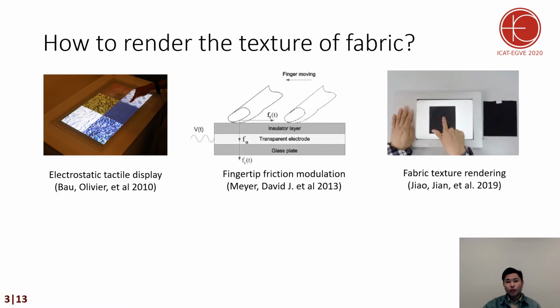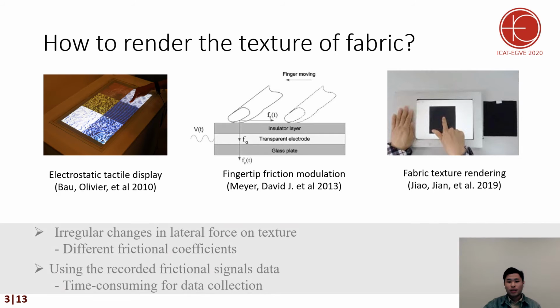There is a question of how to render the texture of fabric. Generally, the electrostatic tactile display could adjust the attraction between the sliding fingertip and the display surface to create a different lateral force on the display. The following research shows how to modulate the voltage value to control the friction force during fingertip sliding. When rendering haptic textures based on friction modulation, it is fundamental to know the frictional coefficient data at the contact position. However, the frictional coefficient data are difficult to acquire because of two problems.